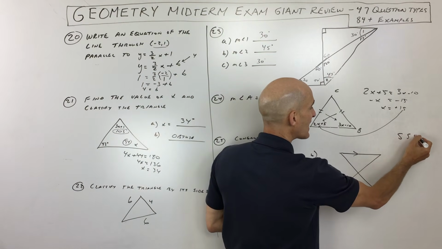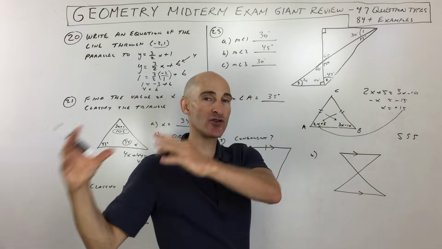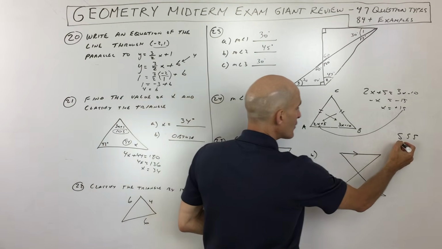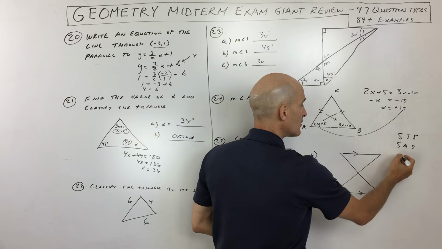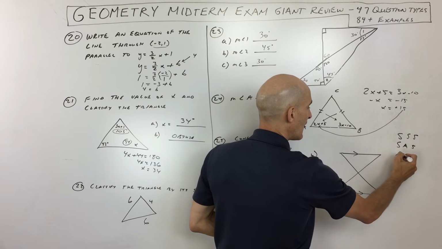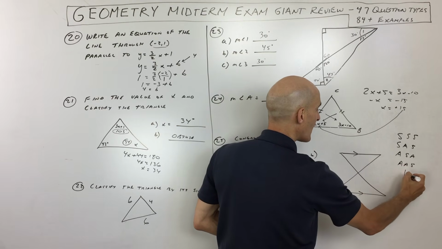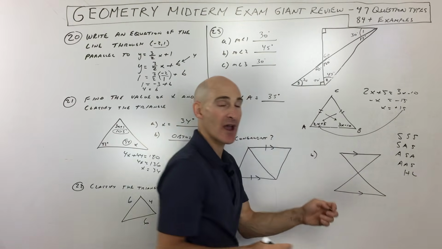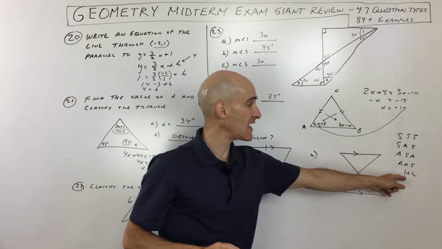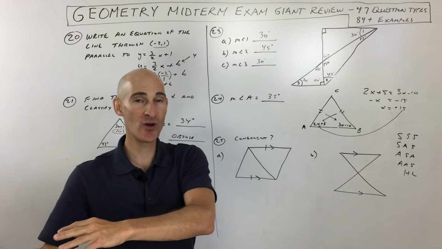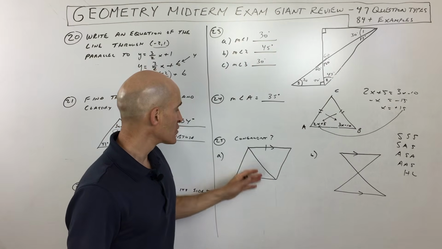There's side, side, side, meaning that 3 sides in one triangle are congruent to 3 sides in the other. We've got side, angle, side. We've got angle, side, angle. We've got angle, angle, side, and we've got hypotenuse, leg. That's when you have a right triangle and a right triangle. The hypotenuses are the same, and one of the legs in one triangle is congruent to one of the legs in the other triangle. So let's see what we have here.